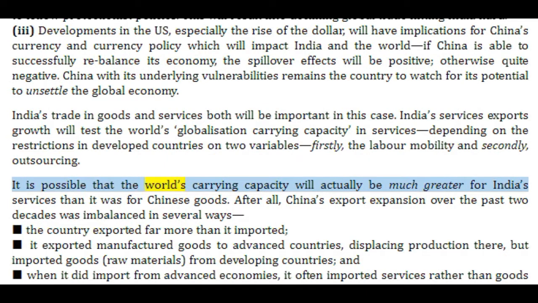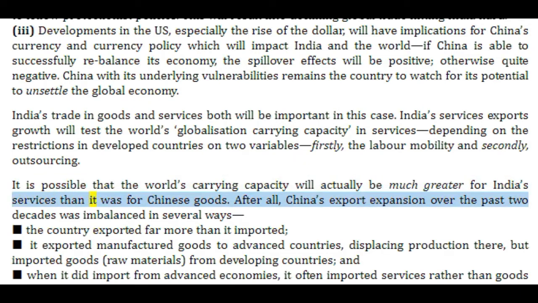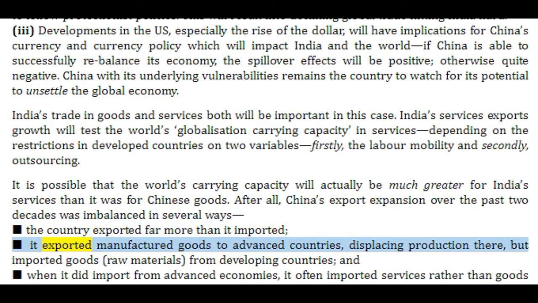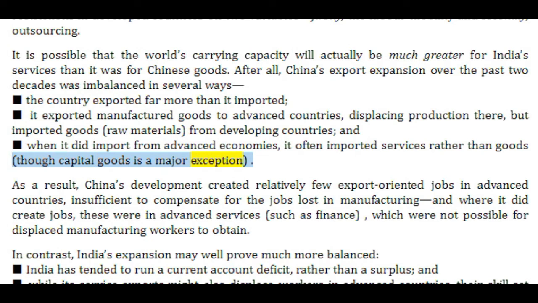It is possible that the world's carrying capacity will actually be much greater for India's services than it was for Chinese goods. After all, China's export expansion over the past 2 decades was imbalanced in several ways. The country exported far more than it imported. It exported manufactured goods to advanced countries, displacing production there, but imported goods, raw materials, from developing countries, and when it did import from advanced economies, it often imported services rather than goods, though capital goods is a major exception.